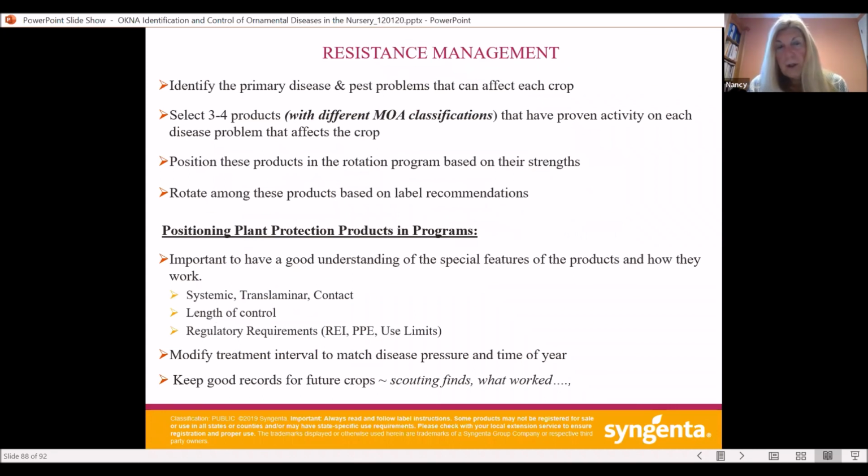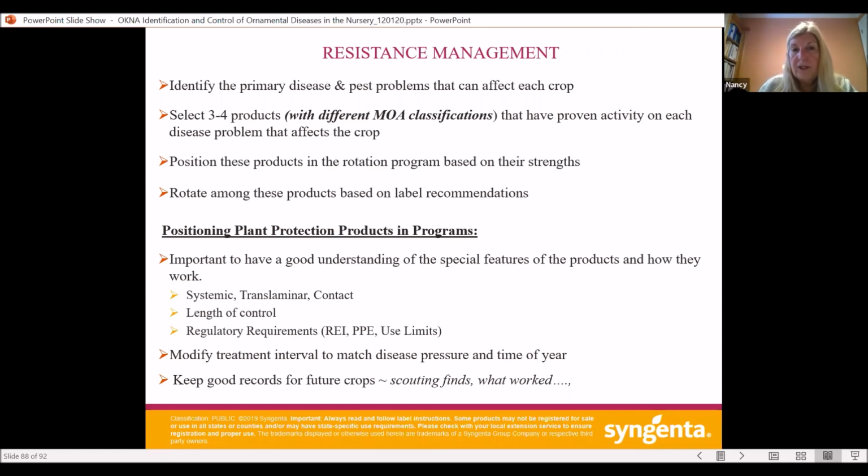And so to conclude, I would encourage some good resistance management when you are putting your rotations together. It is important to select 3 or 4 products from different mode of action classification groups that have activity on that problem, and put them in a rotation so that you can maintain the activity and strength of those products for future programs.